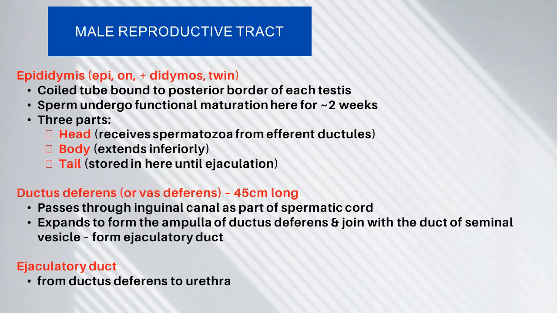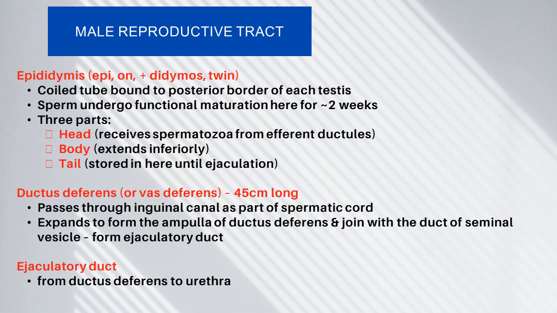Alright, the sperm cell has been produced in the testis. We'll move to the epididymis. As men have two testes, of course they have two epididymis. So epi here means on, didymos means twin. Okay? The epididymis is a coiled tube that sits on the posterior border of the testis. In the epididymis, the sperm will undergo functional maturation for roughly 2 weeks.